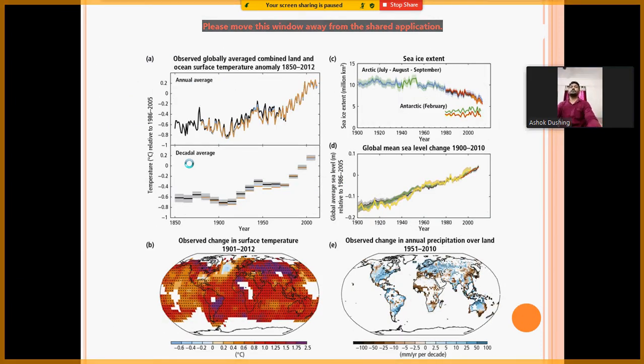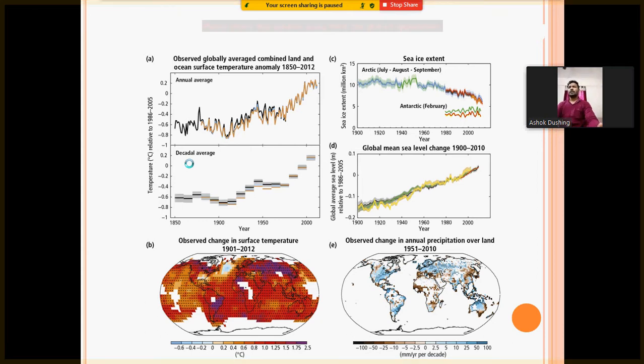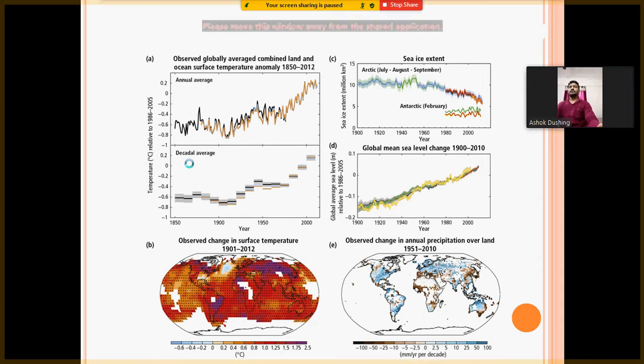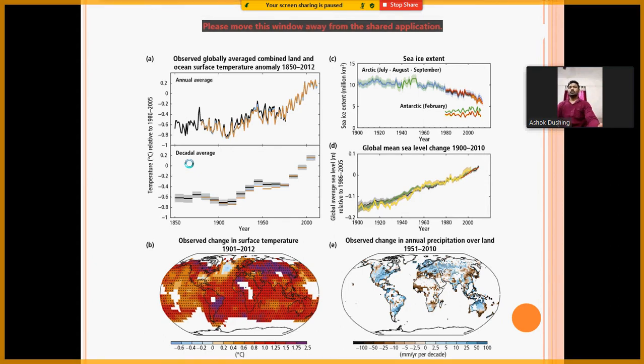So observe the globally averaged combined land and ocean surface temperature anomaly from 1850 to 2012. It shows that annual average temperature is increasing, decadal average temperature is also increasing, the Arctic sea ice extent is decreasing, global mean sea level is increasing, the observed change in surface temperature has also increased, and the observed change in annual precipitation over land has decreased.